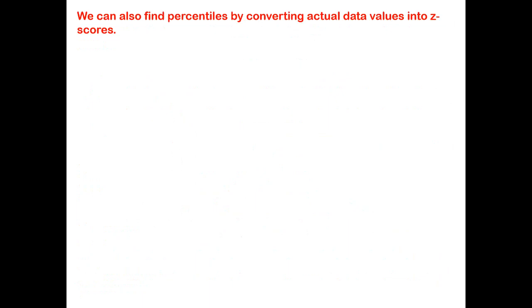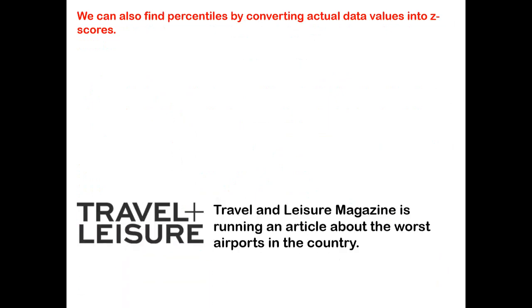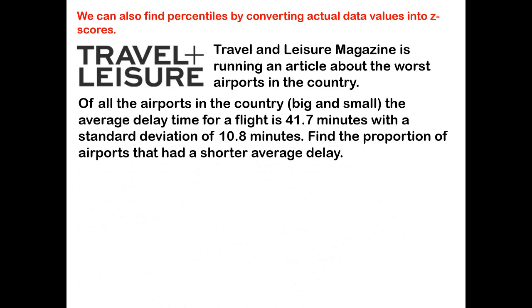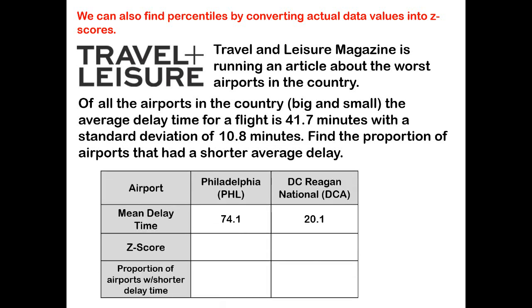Now, we can actually find percentiles also by converting actual data values into z-scores. So, Travel and Leisure magazine is running an article about the worst airports in the country. Of all the airports in the country, big and small, the average delay time, so this is the mean for the entire population, is 41.7 minutes with a standard deviation of 10.8 minutes. We want to find the proportion of airports that have a shorter average delay than Philadelphia's airport and DCA's airport. So Philadelphia's is 74.1, while DCA's is 20.1.